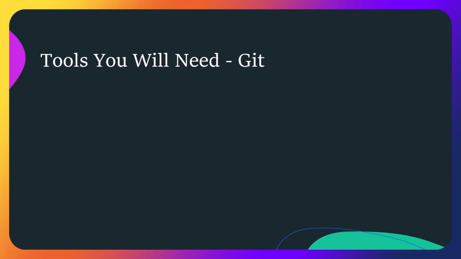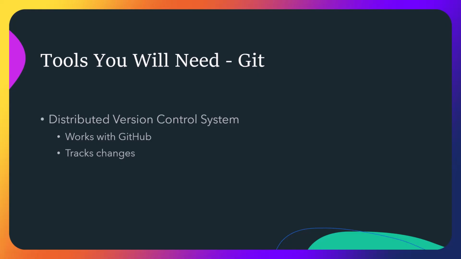Among the tools that you are going to need for working with GitHub is Git. Git manages the GitHub repository. It is a distributed version control system, and it works with a number of version control systems, including GitHub. It is designed to track changes to source code and other documents, as well as provide backup and version history.